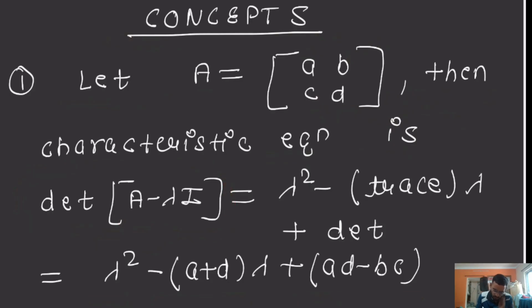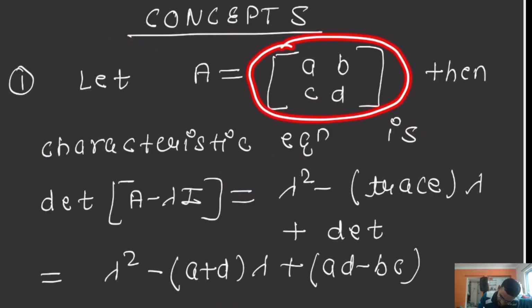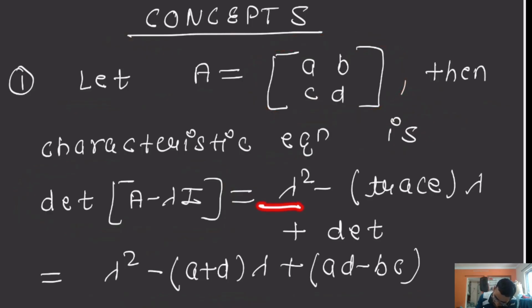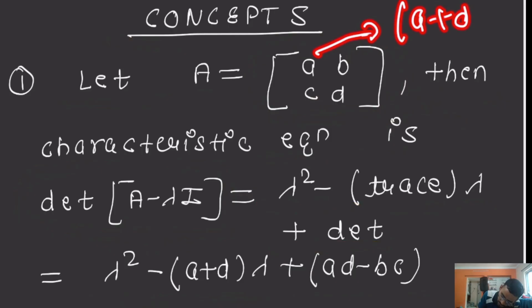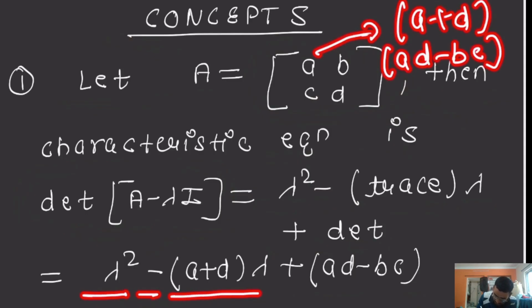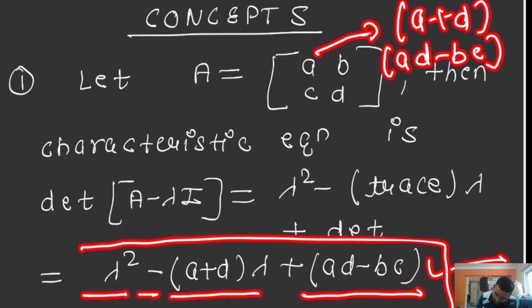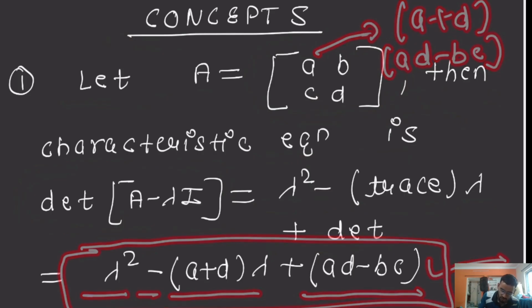If we carefully notice this, we can write the characteristic equation of a 2 cross 2 matrix as lambda square minus trace into lambda plus determinant. How? The trace of this matrix is a plus d and the determinant is ad minus bc. So lambda square minus trace into lambda plus determinant. This is the shortcut for writing the characteristic equation of a 2 cross 2 matrix.